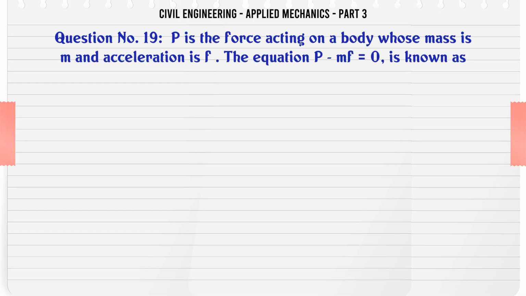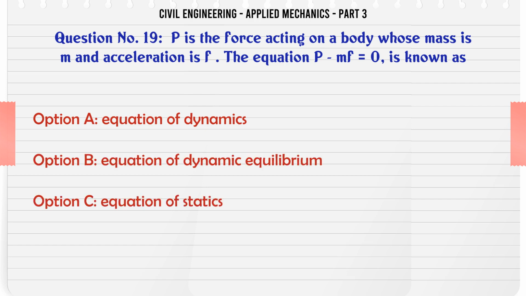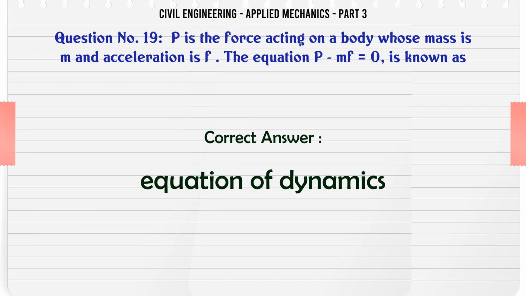P is the force acting on a body whose mass is m and acceleration is f. The equation P - mf = 0 is known as A) equation of dynamics, B) equation of dynamic equilibrium, C) equation of statics, D) none of these. The correct answer is equation of dynamics.